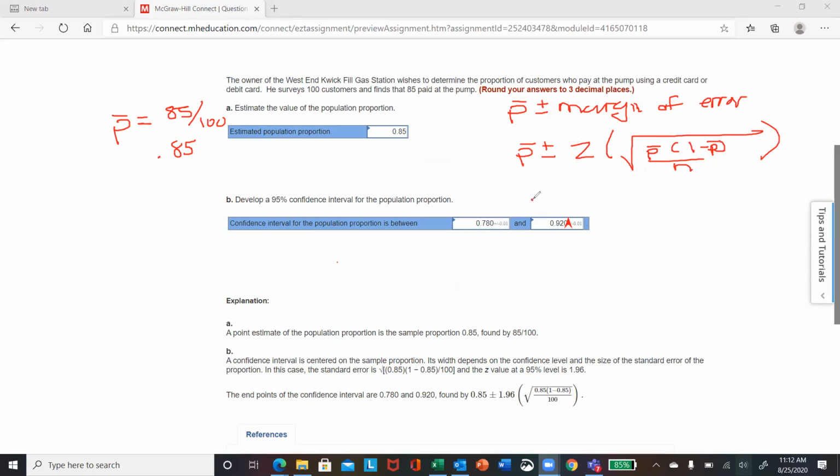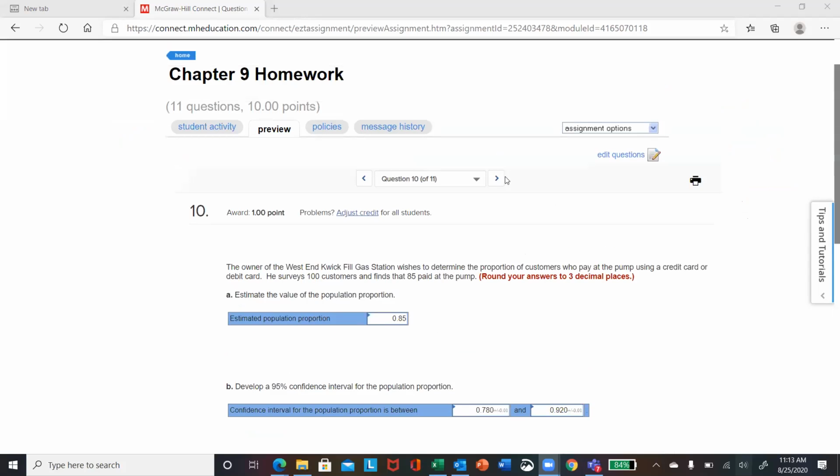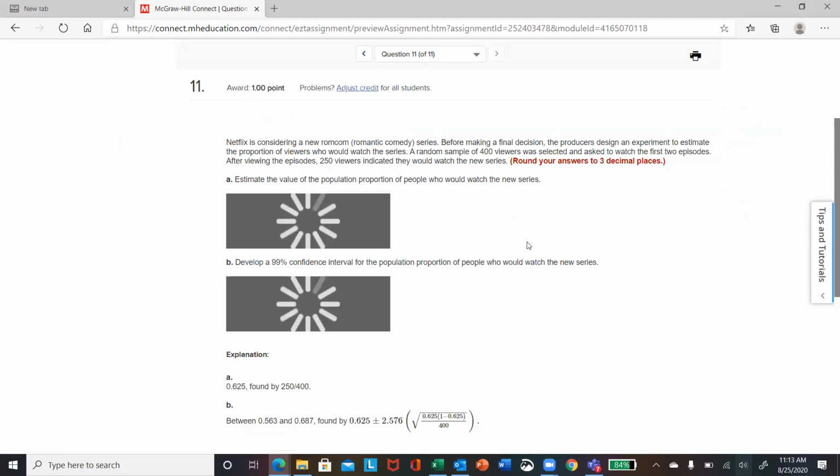So in this problem, 0.85 is your sample proportion. Your Z value at 95% would be right at 1.96. Then you multiply that times the square root of 0.85 times 1 minus 0.85, which is of course 0.15, all over 100. They're going to show that to you right down there. That should give you your interval, which is right at 0.78 up to 0.92. Typically with proportions, they like to give the answer in decimals. Okay, all right. One more, which is your last one on proportions.